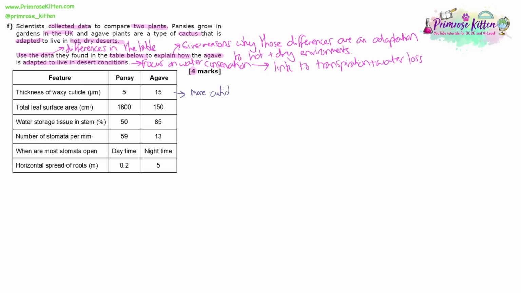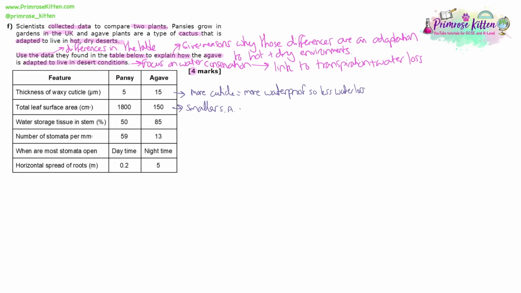So the first one is the thickness of the waxy cuticle. The agave plant obviously has a thicker waxy cuticle, so we need to say there's a thicker cuticle or more cuticle, and therefore it's going to be more waterproof, so less water is lost. This is just what the cuticle does, and if you've got a thicker one or a larger one, how's that going to be an adaptation, or what's that going to create?